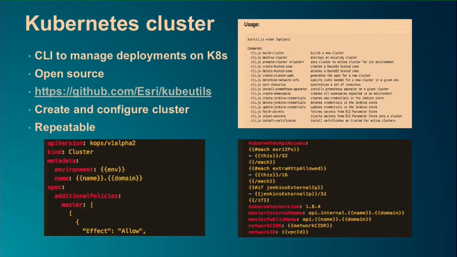Creating a cluster involves deploying this YAML file. In the YAML file, you can specify things like where this cluster should be created, what the VPC ID is, which IP addresses should have access to the cluster, what the name of the cluster is, and so on. The biggest advantage of creating this command line tool was that we can create a Kubernetes cluster in any AWS region we want, and this whole process is repeatable.